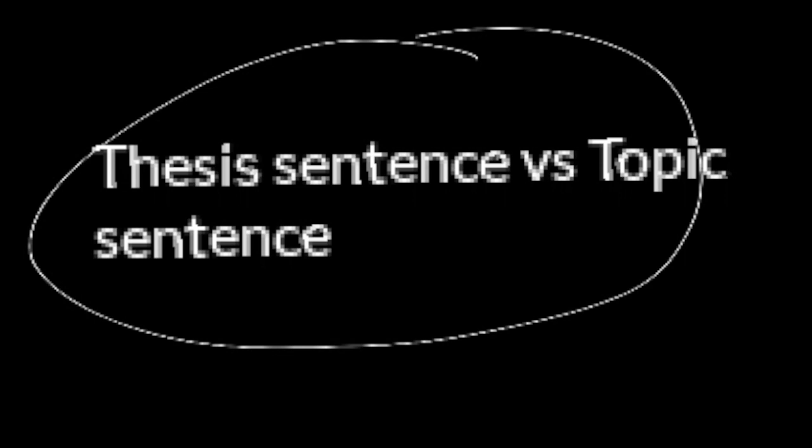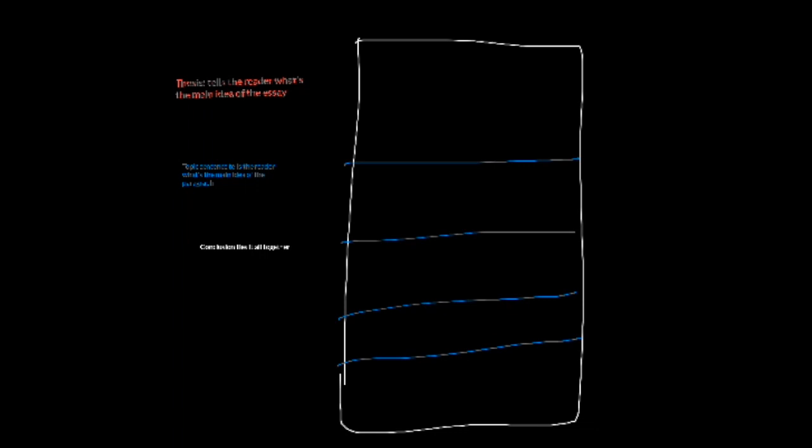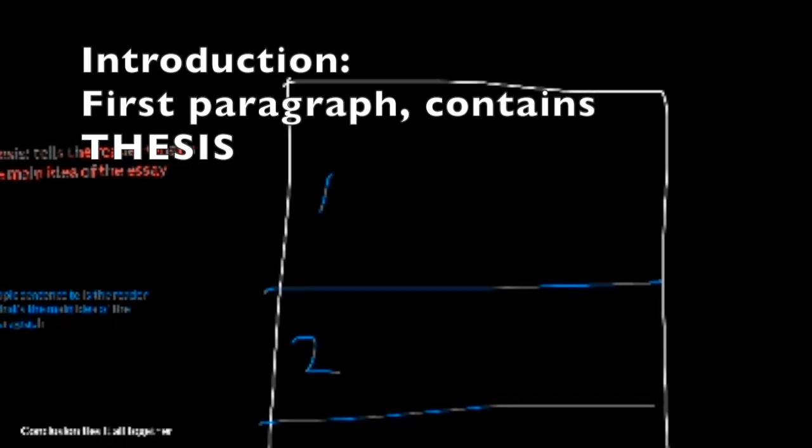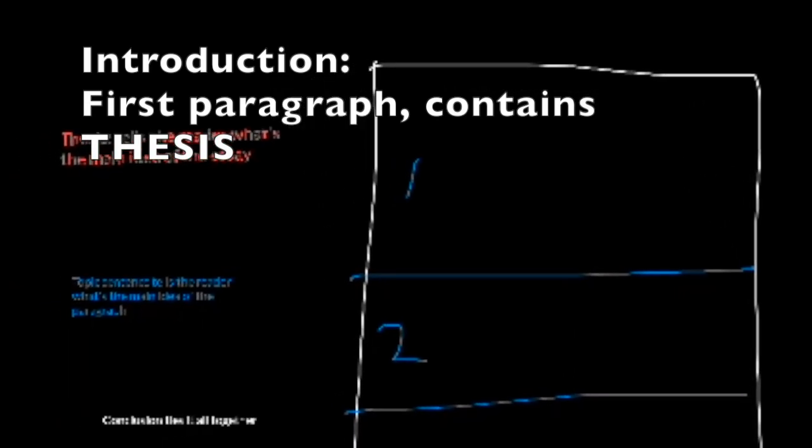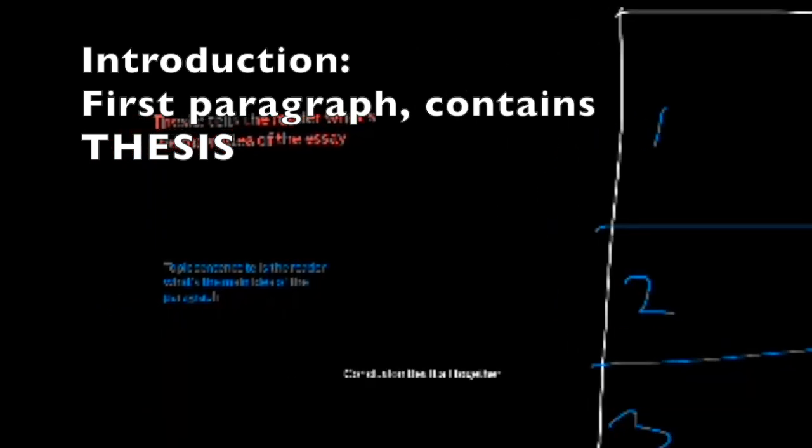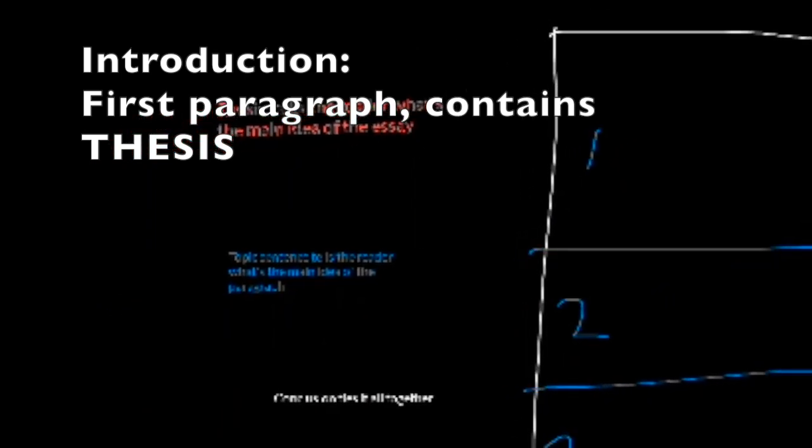Well, let's talk about the structure of your essay. Let's pretend this is a piece of paper where you're writing your essay. In this piece of paper, you're going to have several different paragraphs. So you have your first paragraph, your second, your third, maybe a fourth, and then your last paragraph. Okay, so you have 1, 2, 3, 4, and 5. Now, you know that your first paragraph is your introduction, right? Your introductory paragraph. So in the first paragraph, you're going to find your thesis sentence.